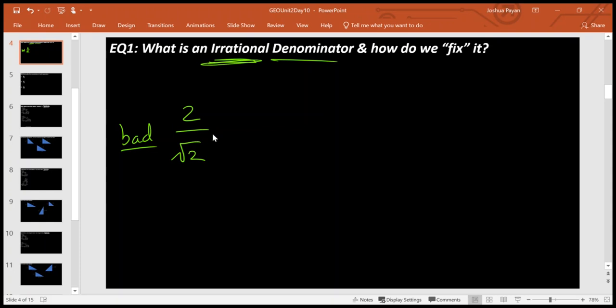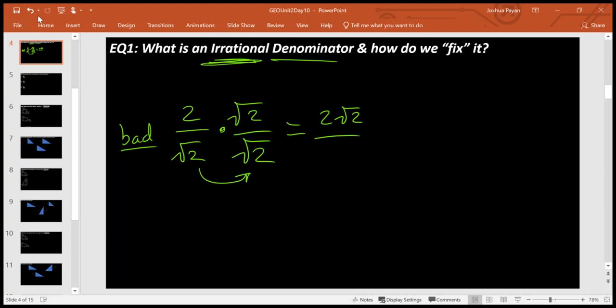The way that I would fix it is just multiply top and bottom by the irrational number. So I multiply top and bottom by the quote unquote bad number. 2 times the square root of 2 is 2 square root of 2. Can't do anything with that. The square root of 2 times the square root of 2 again would be the square root of 4. Do I really need to say square root of 4? No. I could just say that it's going to be equal to 2.